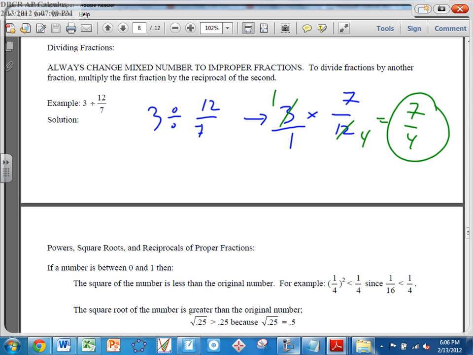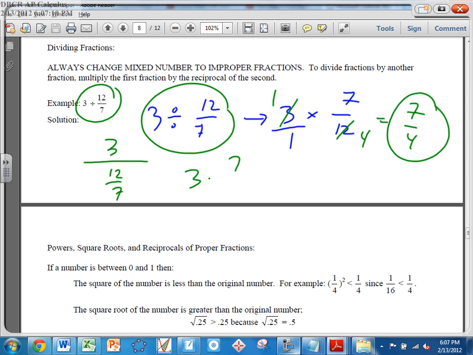Okay? Another way to write this, in case you're wondering, if you saw 3 over 12/7 like that, it's the same thing as this right here. So you say, okay, well this is just 3 times 7/12. So you still multiply by the reciprocal.